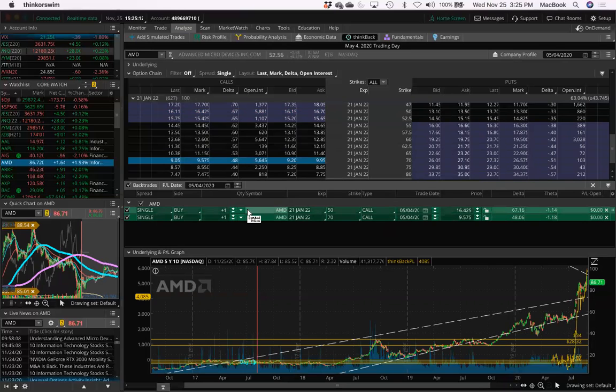So the end of the day price for the $50 strike for the January 22 expiration is $16.42. And for the $70 strike, same expiration, $9.57. You can change your contract size if you want.